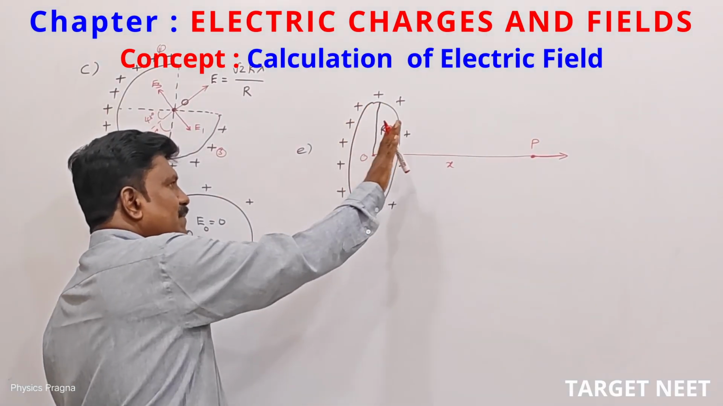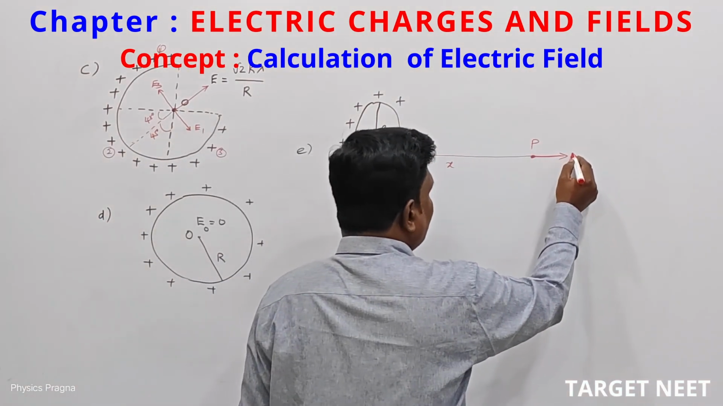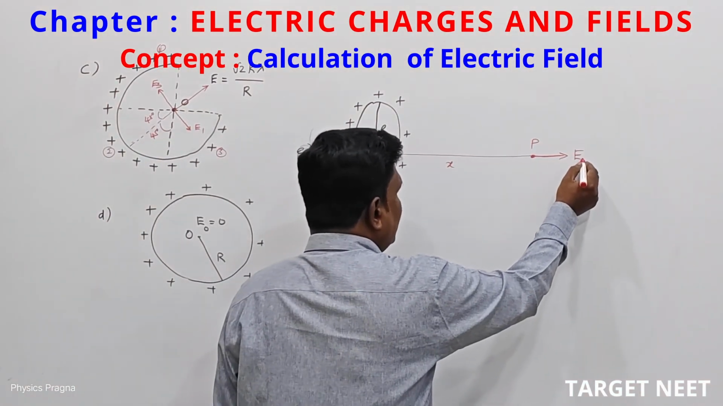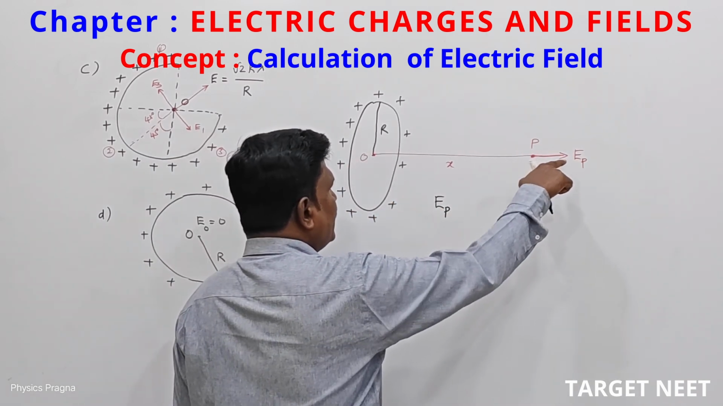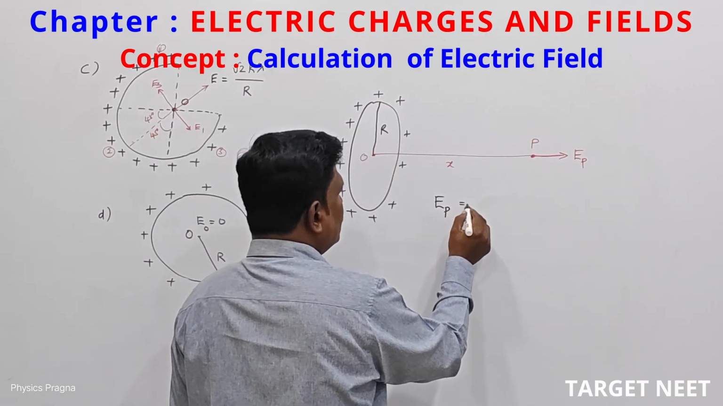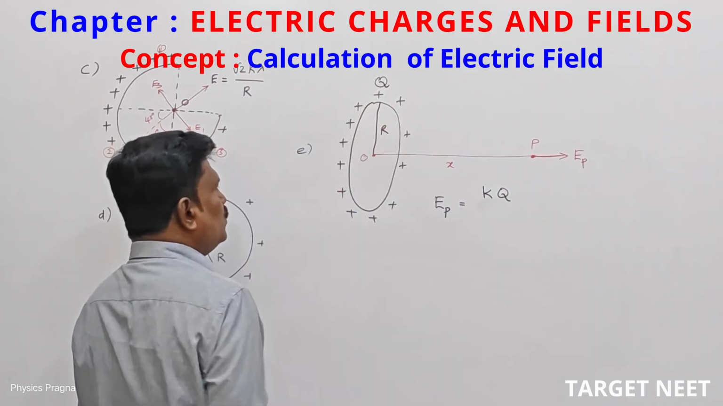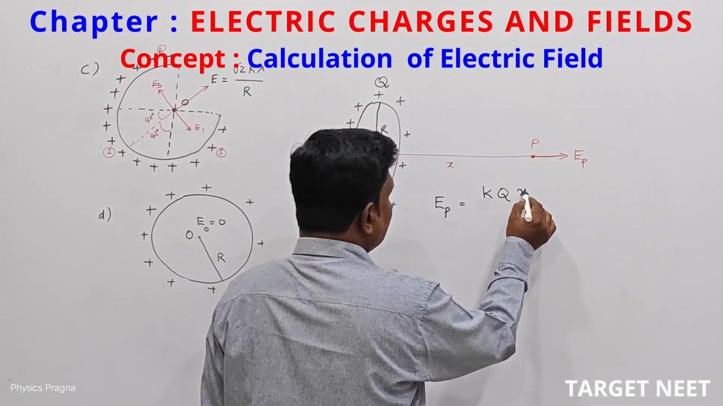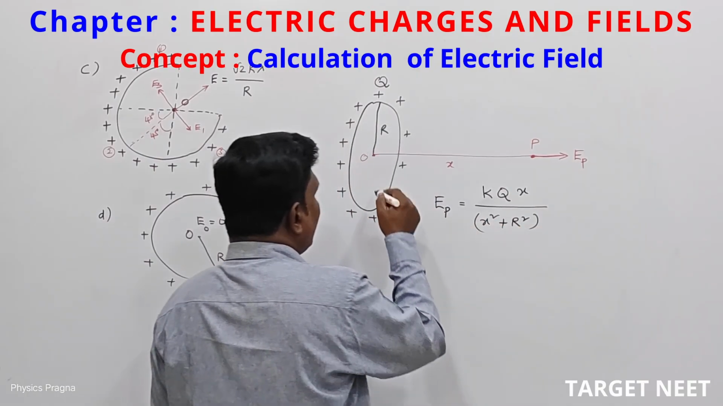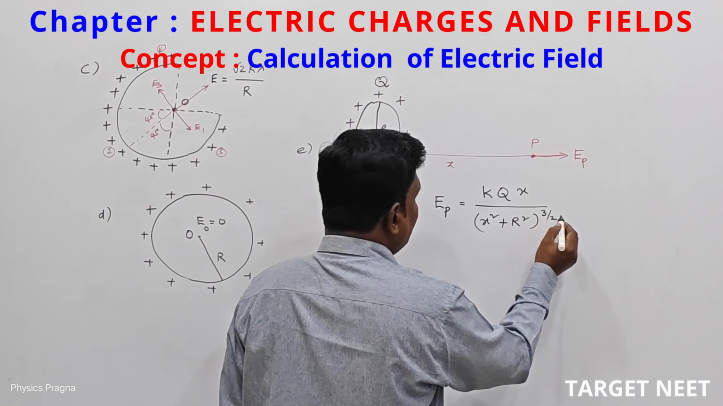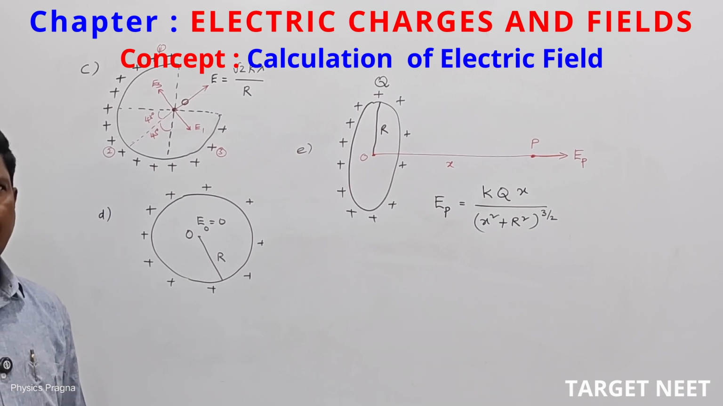This circular wire is kept like this, perpendicular to the plane of the paper, and this is the direction of electric field at point P. So electric field at P is directed away from the positive wire: K Q, where total charge I will take as capital Q, and x is the distance, by x square plus r square whole power 3 by 2, r is the radius of the circular wire. So this is about circular wire. Let us move on to the next case.